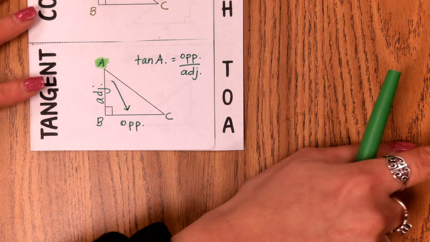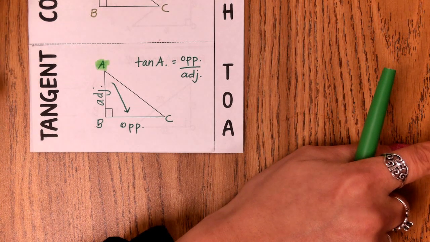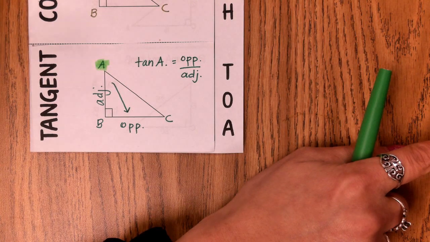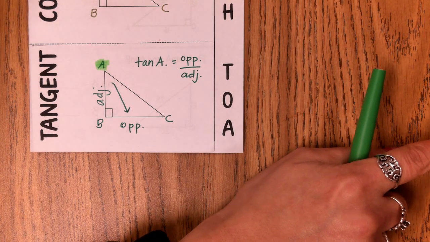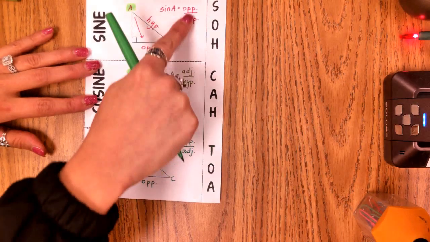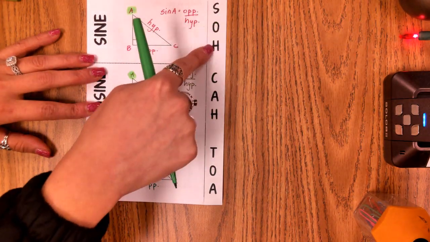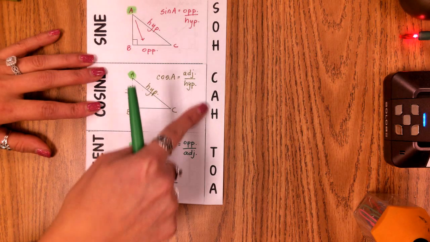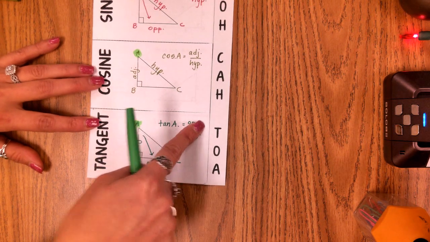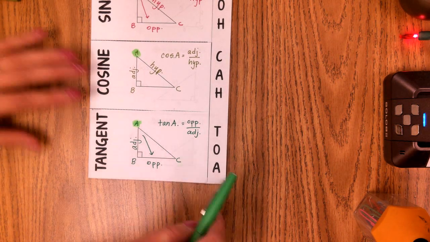What people normally say to memorize these is SOHCAHTOA. It kind of sounds like an Indian name or something. But if you put them all together, that's what it says, SOHCAHTOA. So that helps you remember: sine is opposite over hypotenuse, cosine is adjacent over hypotenuse, and tangent is opposite over adjacent. Okay?